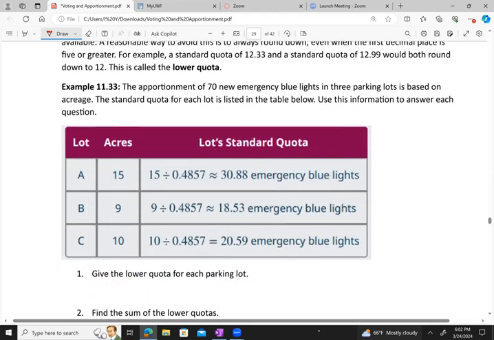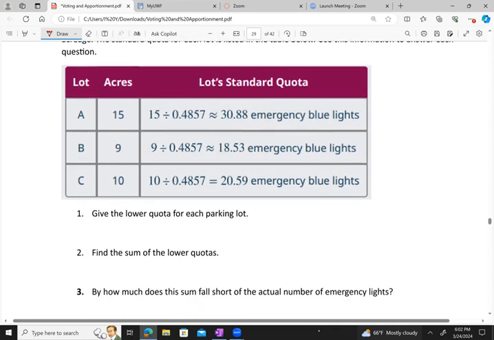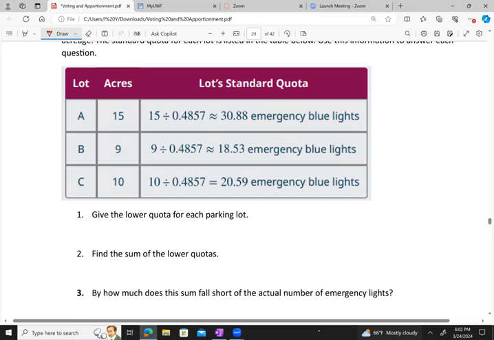The apportionment of 70 new emergency blue lights in 3 parking lots is based on acreage. The standard quota for each lot is listed in the table below. Use this information to answer each question. Give the lower quota. So for A, we have 30.88, so that would round down to 30. B, we have 18.53, which would round down to 18. And C, we have 20.59, which would round down to 20.